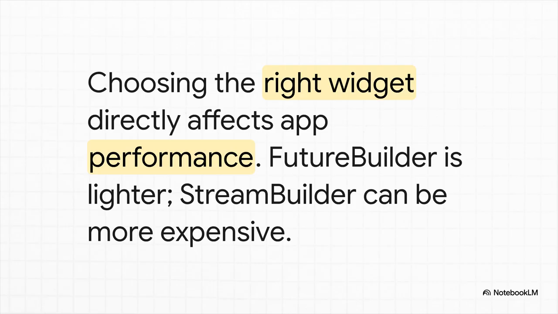So look, this isn't just about writing correct code for the sake of it. This has real-world consequences. A FutureBuilder is pretty lightweight, but a StreamBuilder, if you're not careful, can be really expensive. It can force your app to rebuild parts of the UI constantly, which eats up resources. This choice directly affects how fast, how smooth, and how professional your app feels to the person actually using it.